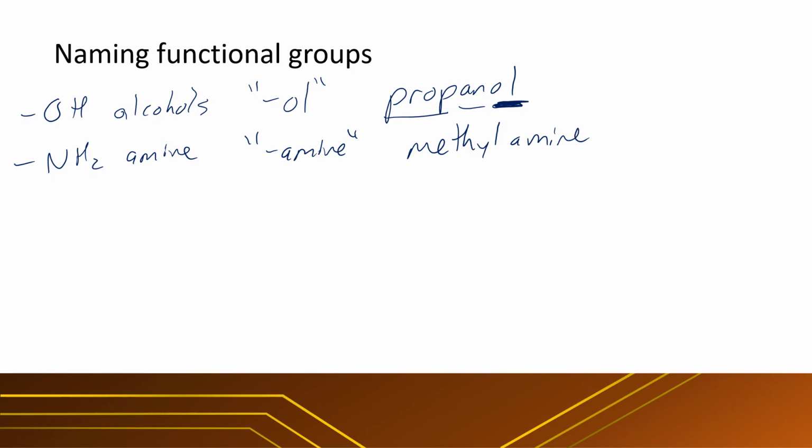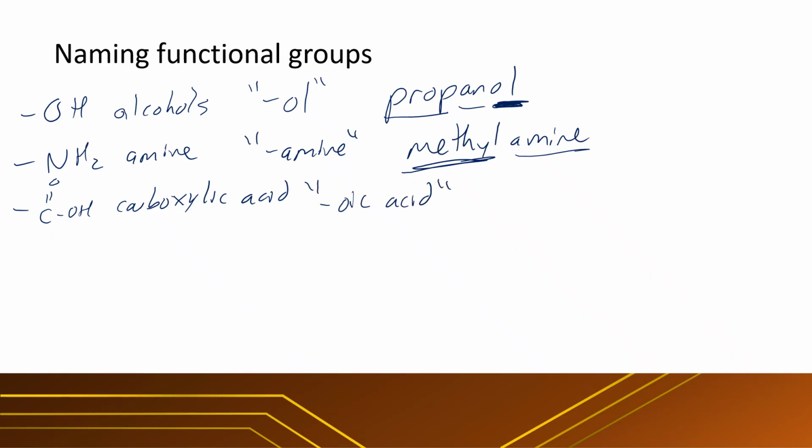We know it has a single carbon group with an amino, an NH2 group attached to it. Carboxylic acids, which are those C double bond O, OH. These are your carboxylic acids. These ones end in oic acid. A good example would be butanoic acid. So 4 carbons, single bonds, carboxylic acid group.